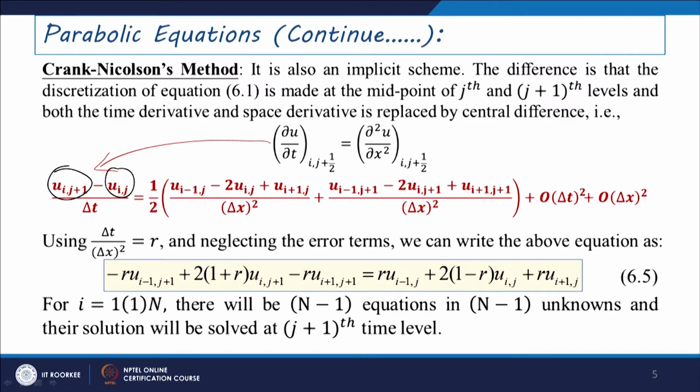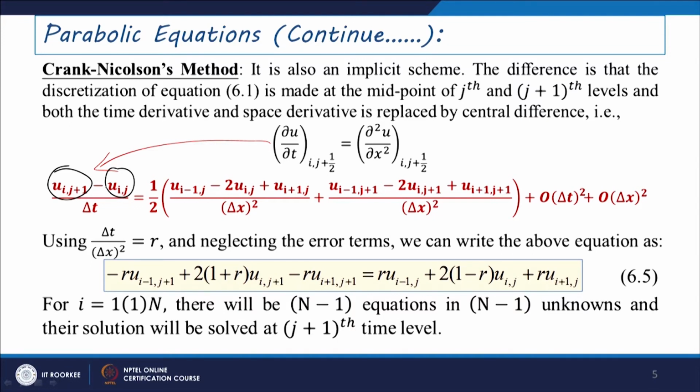And if you take the average of this space derivative term on the right hand side, we can find that this is nothing but the average of the central differences at the ijth level and i, j plus 1th level. So, if you take the central difference scheme of del square u by del x square at the ijth level, we can write this as u i minus 1, j minus 2 u i j plus u i plus 1, j by del x square. And if you take this space derivative at the i, j plus 1 point, then we can write this derivative term as u i minus 1, j plus 1 minus 2 u i, j plus 1 plus u i plus 1, j plus 1 by del x square.